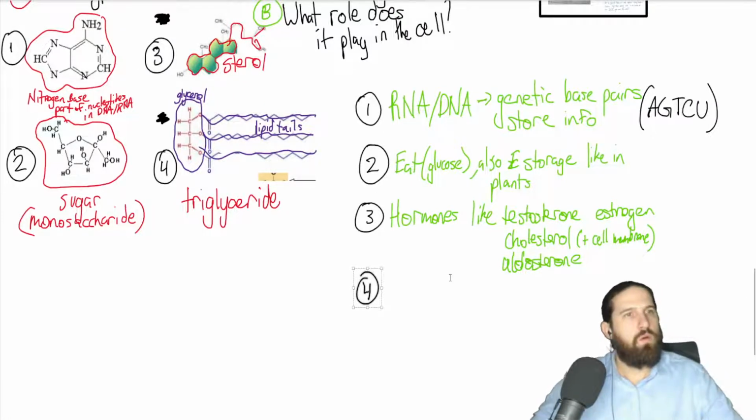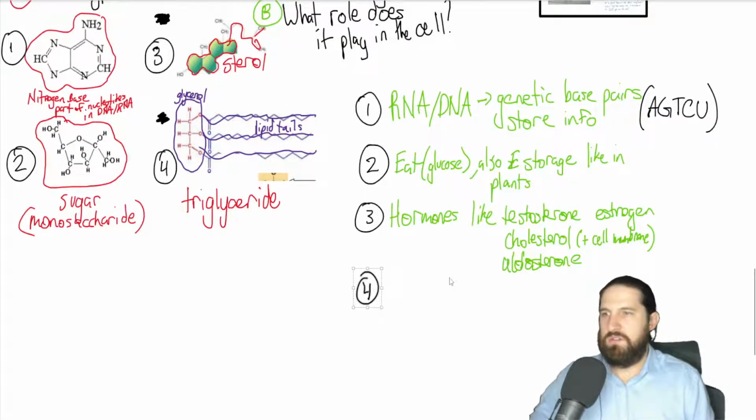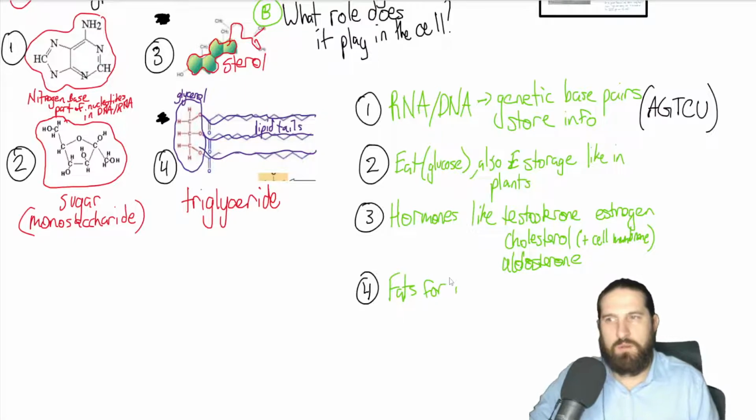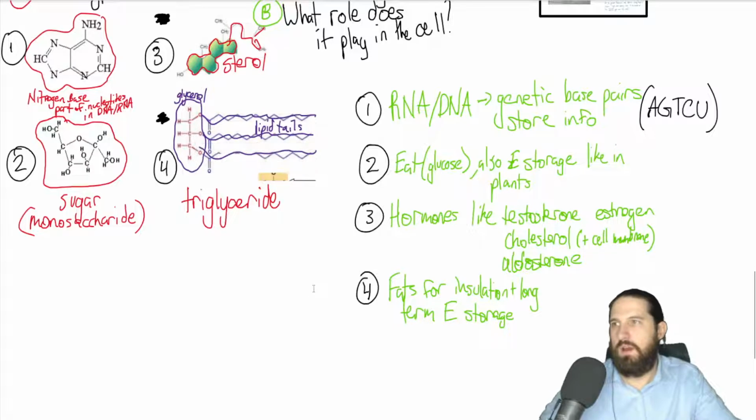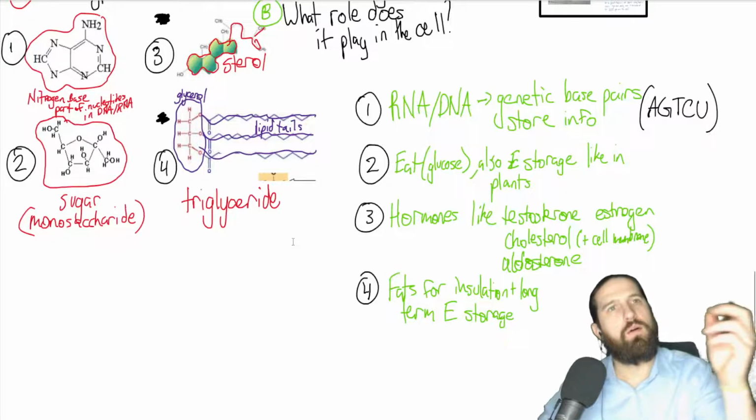So number 4, this is a triglyceride. This is more long-term energy storage, like fats. This is how we store energy as fats. So these are fats for insulation and long-term energy storage. And we use them for a few other things, like this is actually the base of a phospholipid bilayer, right?